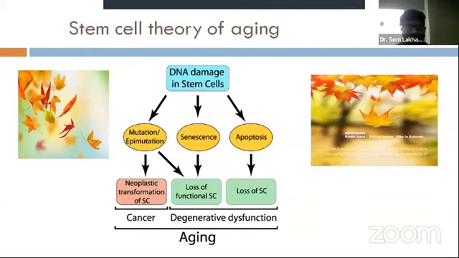And the last cause of aging is described as the stem cell theory of aging. The stem cells are basically the progenitor cells from which the actual cells start to develop. So DNA damage to the stem cells can lead to two things. It can lead to mutation, in which case it can lead to neoplastic transformation, or it can lead to senescence and apoptosis, which leads to loss of structural chromosomes, which ultimately leads to degenerative dysfunction, both of which can lead to skin aging. So either because of mutation or due to apoptosis, skin aging occurs.